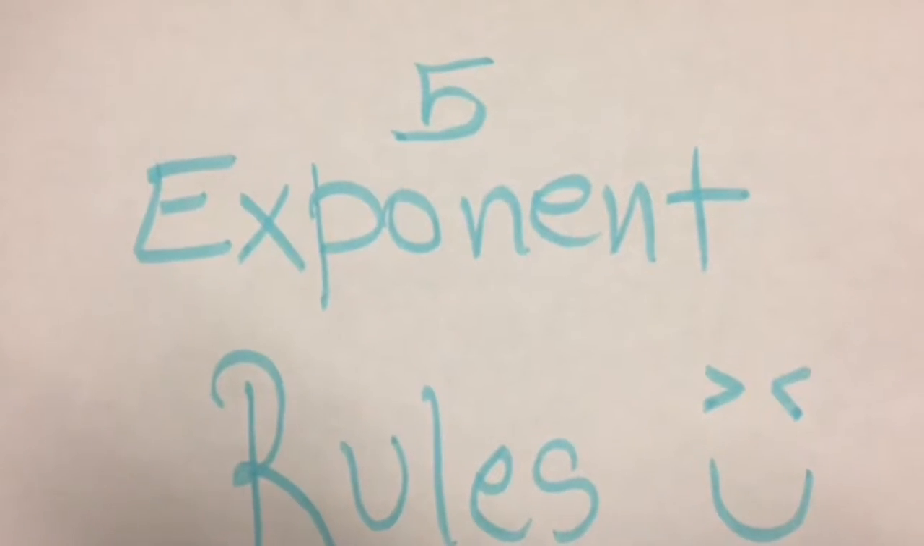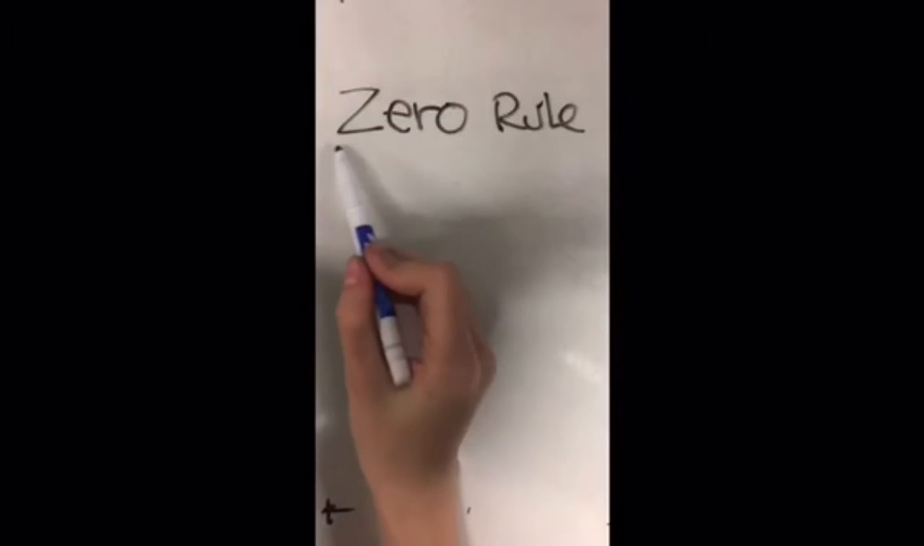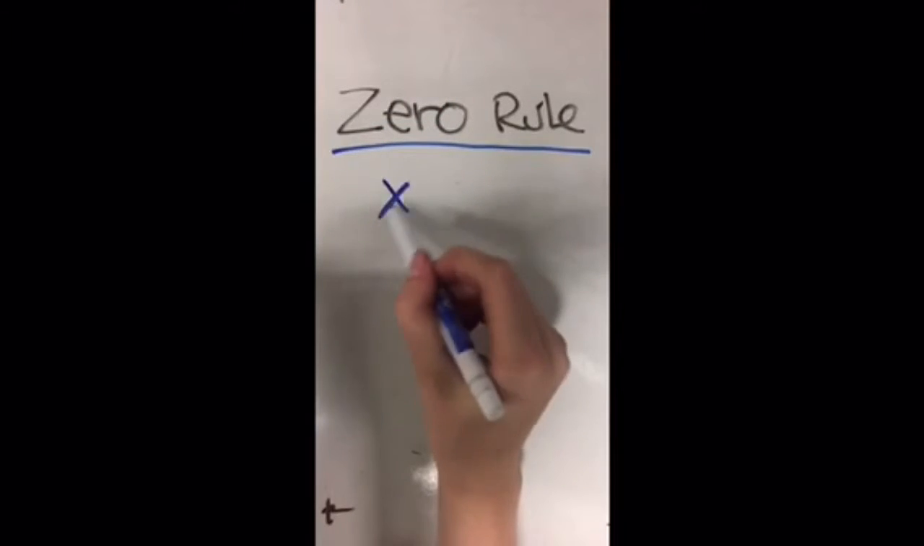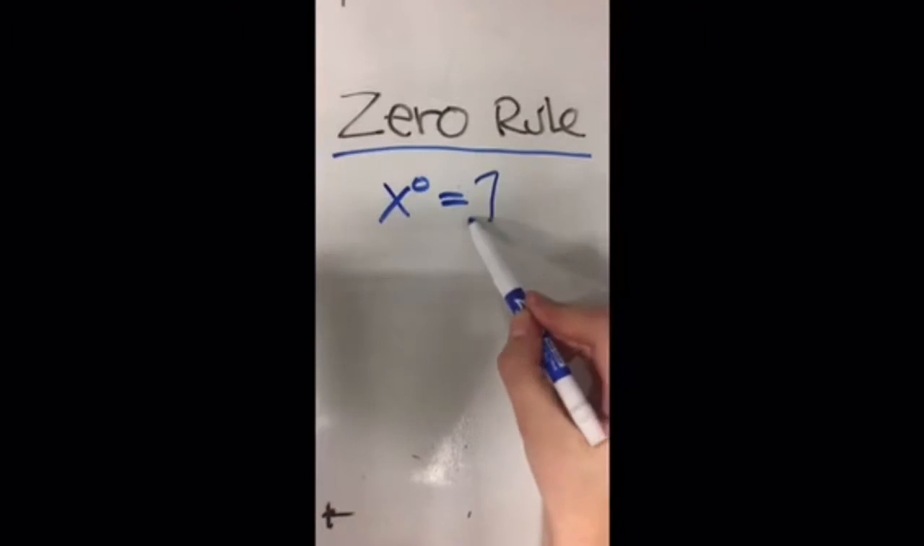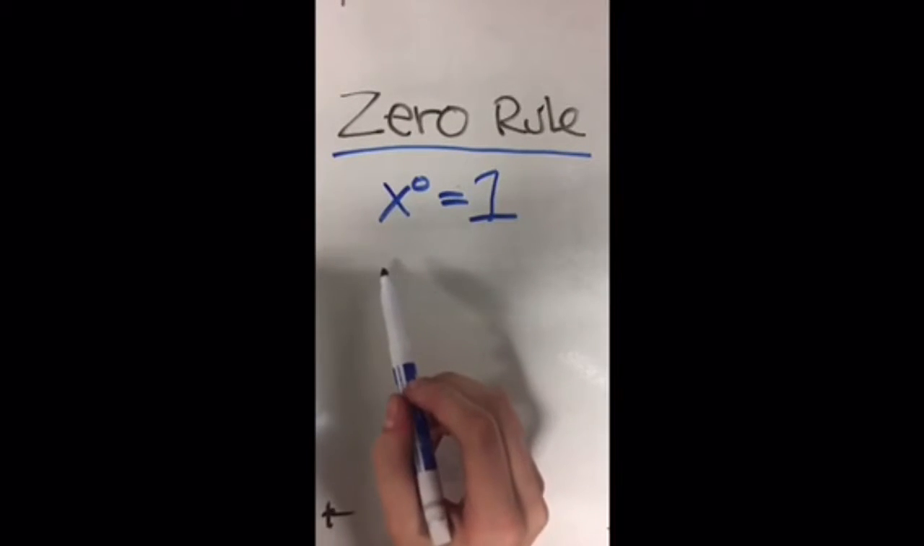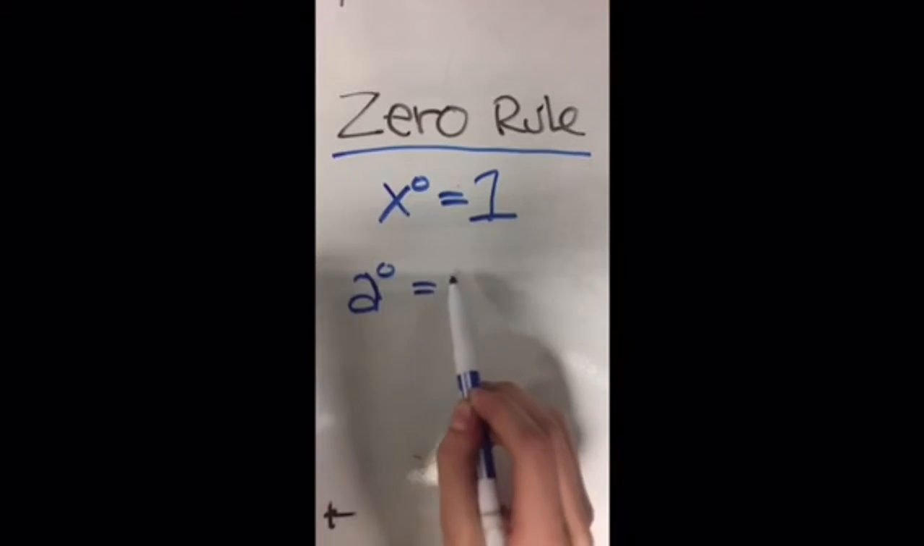Hello, today we are going to talk about the 5 exponent rules. First is the zero rule. The zero rule is when a number has a power of 0. The answer to this will always be 1. For example, a raised to the power 0 is equal to 1.